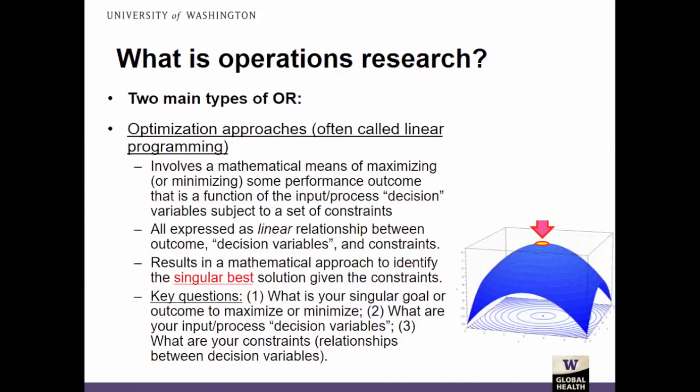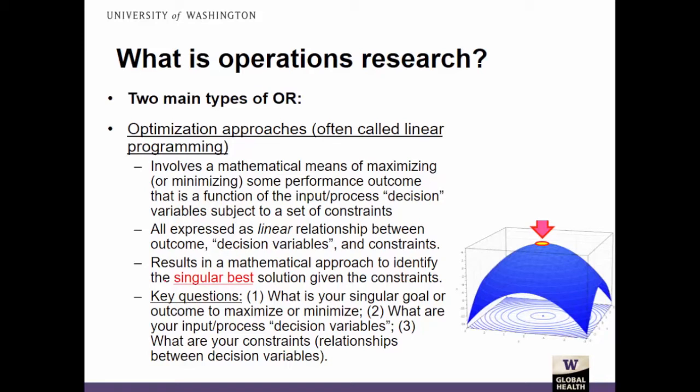So the other main type of quantitative operations research is optimization. Whereas simulation is mostly descriptive and focused on these what-if analyses, optimization focuses on developing a system of mathematical equations that focus on maximizing or minimizing some performance outcome that is a function of, that is related to, or what we call in mathematical terms a function, of decision variables, as well as some constraints. So this results in the mathematical approach to identify the singular best solution given these variables and some constraints.